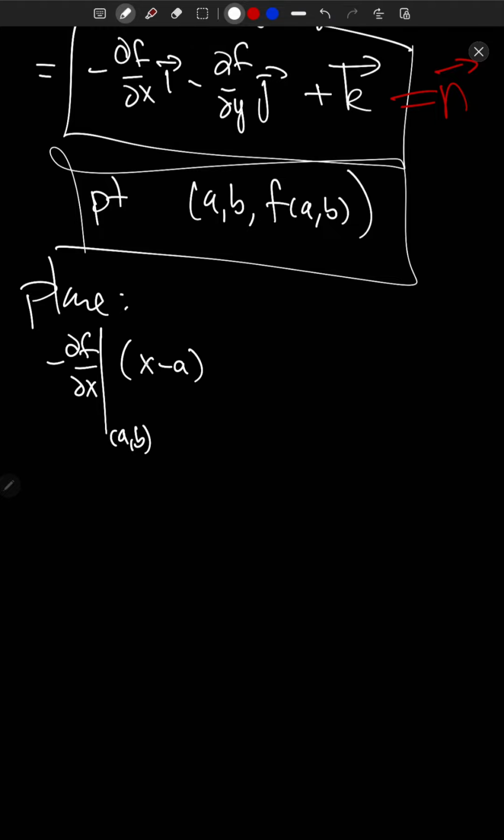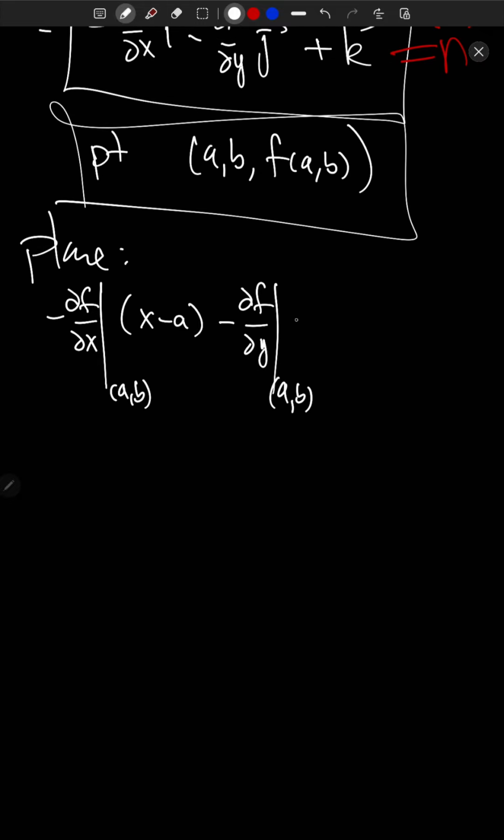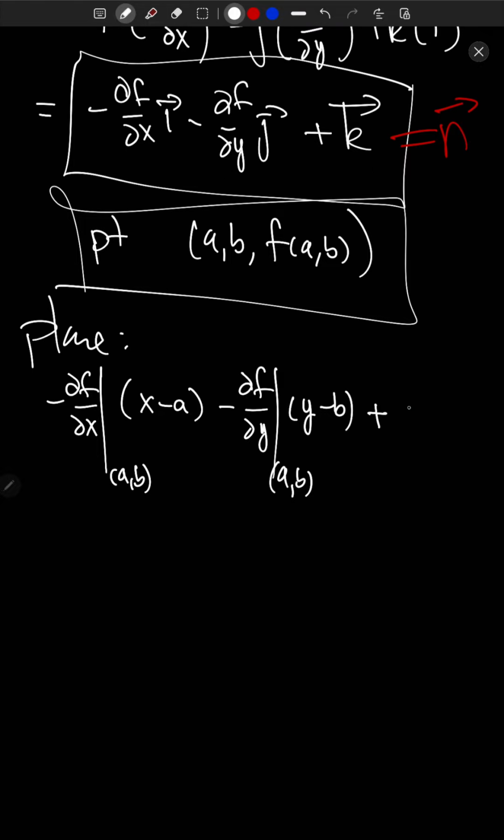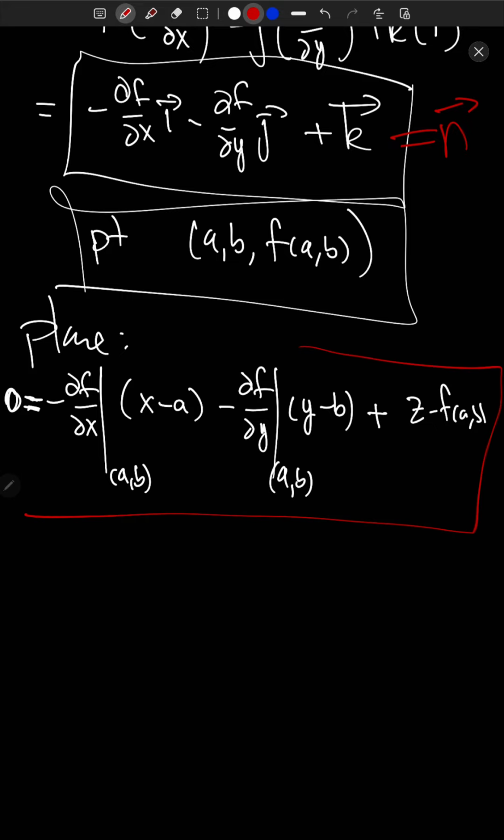x minus a. The x here is a variable, the a is a constant, the thing in front is a constant. Minus ∂f/∂y at (a, b), this is a constant, if we're interested in the point (a, b). This is y minus b, my point is at b. And then finally plus 1 times k, so z minus f(a, b) equals 0. Let me put the equals 0 on this side.